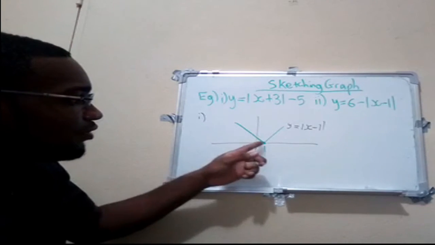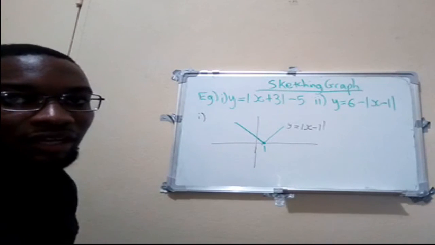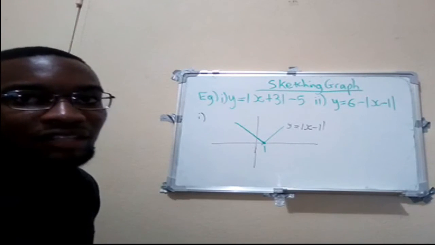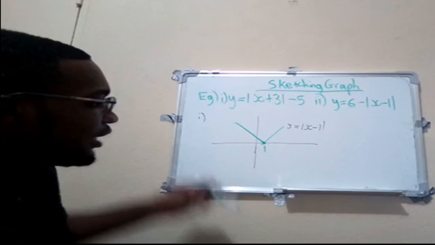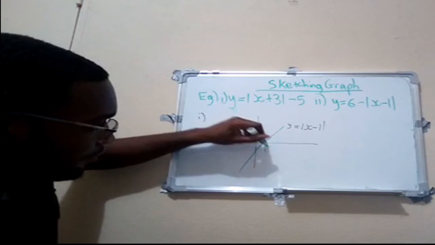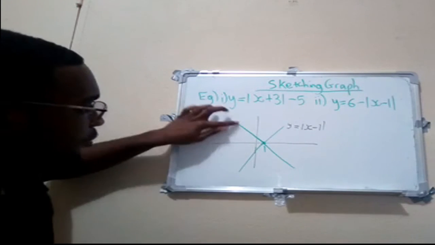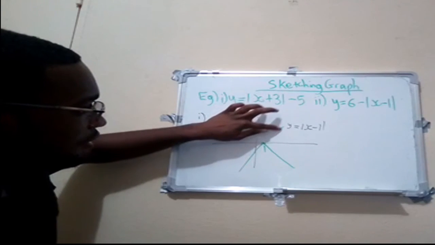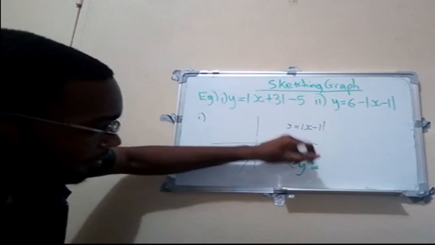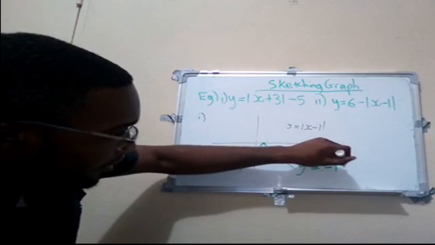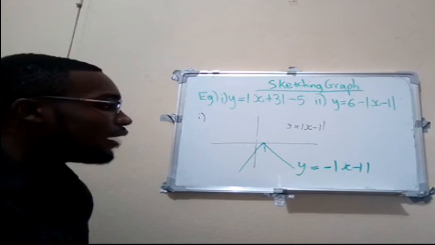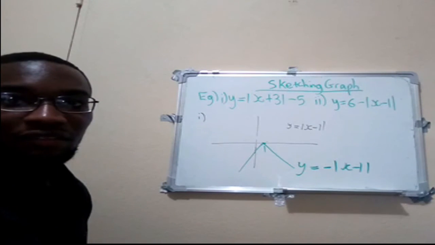So if this is the graph of y equal to the modulus of x minus 1, then for minus the modulus of x minus 1, we're going to have to flip it back below the x-axis. So flip the entire graph below the x-axis. So we can remove this part now. And so this now is the graph of y equal to minus the modulus of x minus 1.